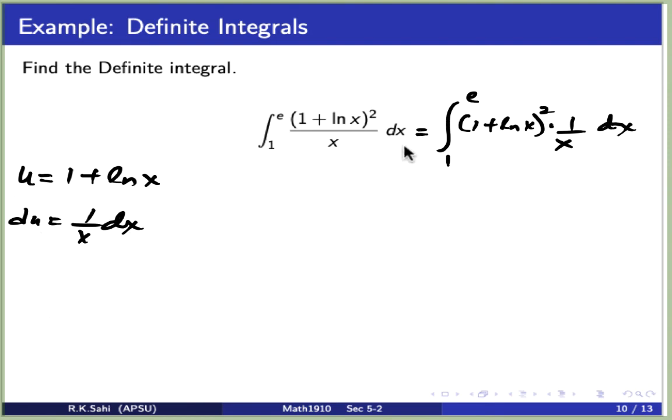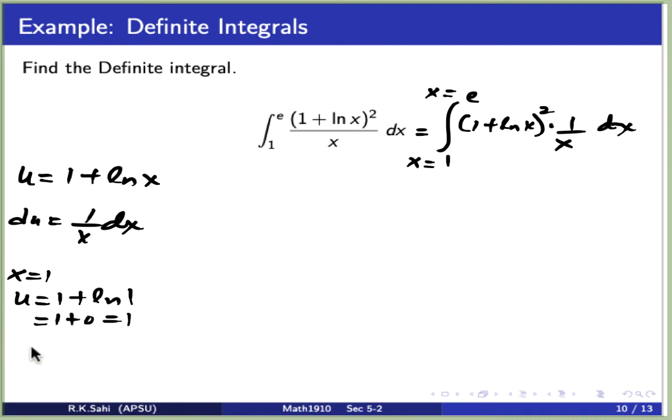So when my x is 1, remember this is for x equal to 1 and x equals e. So when my x is 1, what is my u? U is 1 plus natural log of 1. And we know natural log of 1 is 0. So it's 1 plus 0, it's a 1.